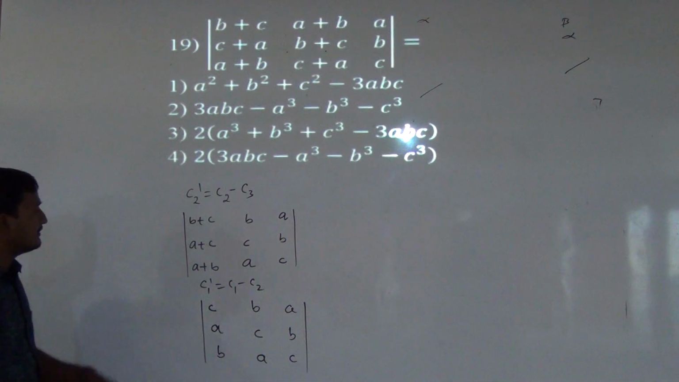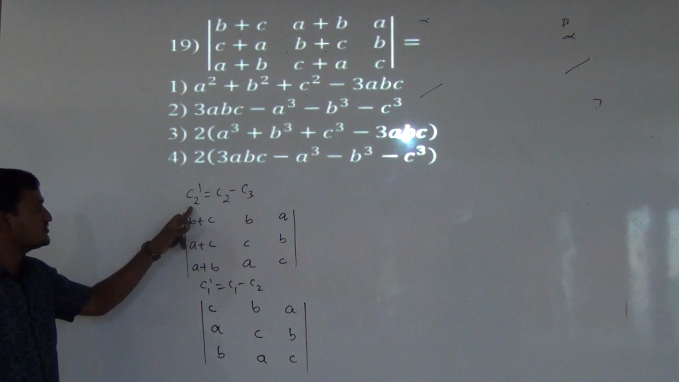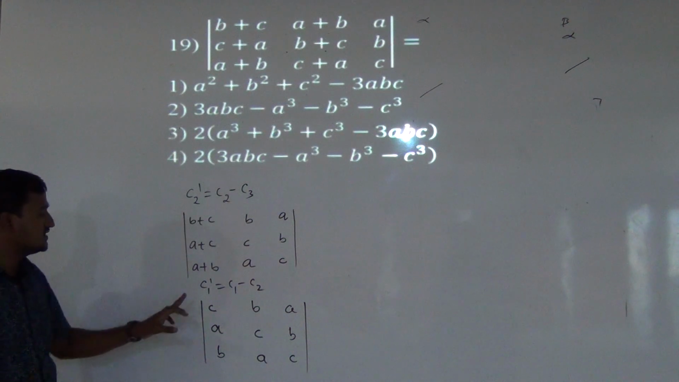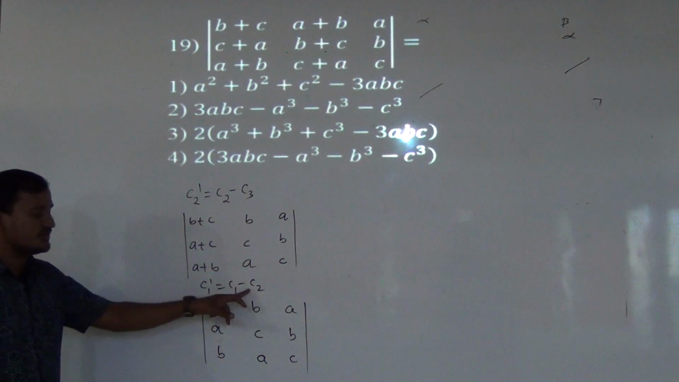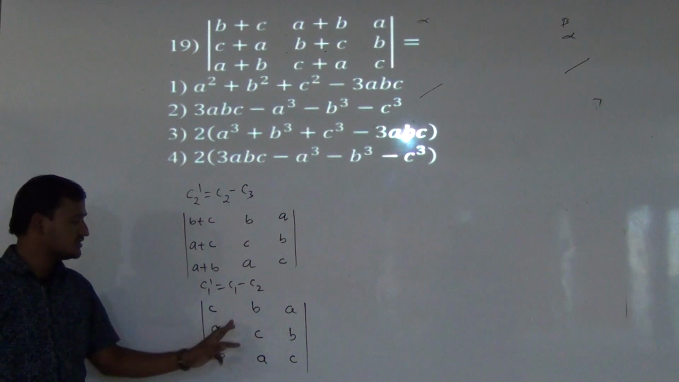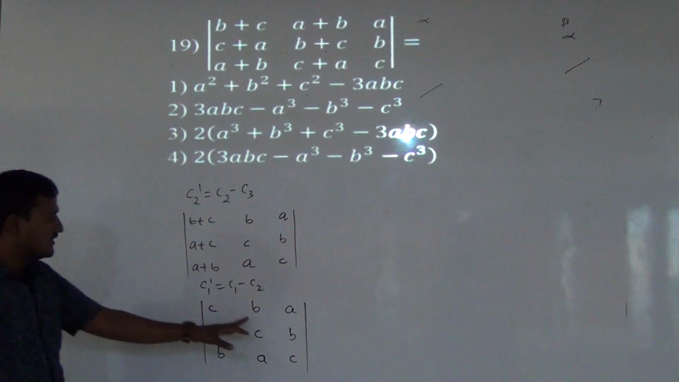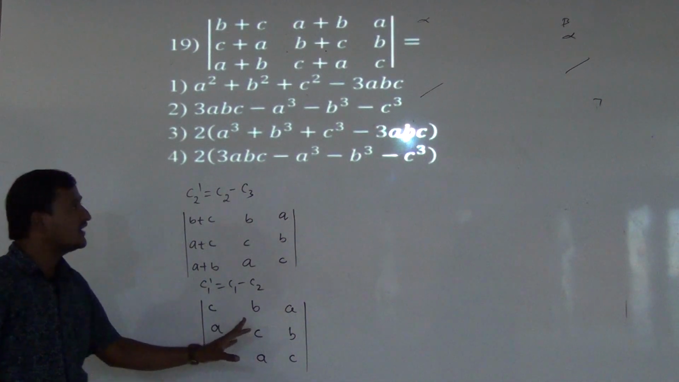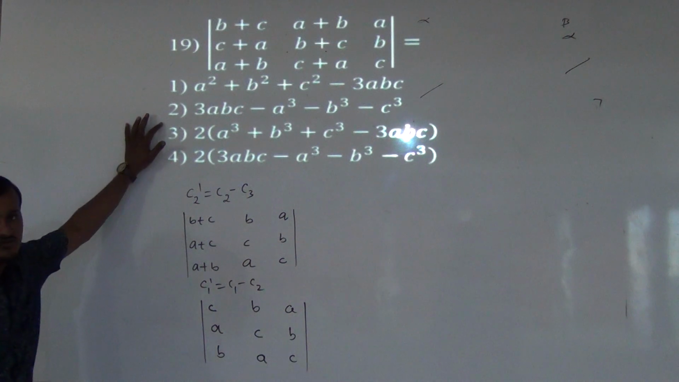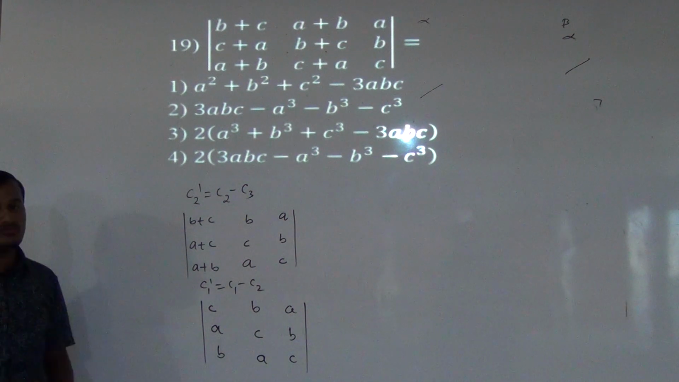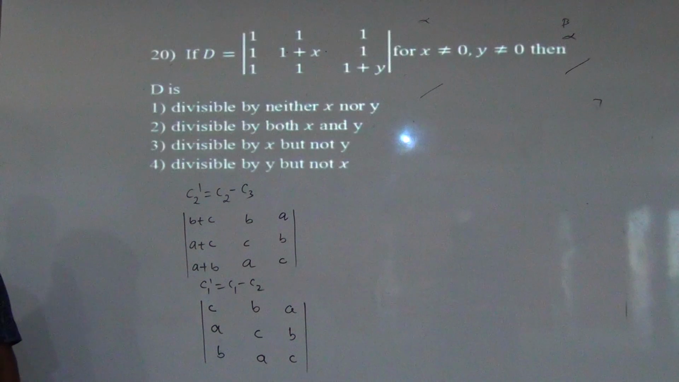Right? So after applying the operation C2 dash equal to C2 minus C3 and C1 dash equal to C1 minus C2, now you got this one. Right? Now you have to expand this determinant and check which option is the right one. So this is also homework for you. Right? I will go for the next question, this one.